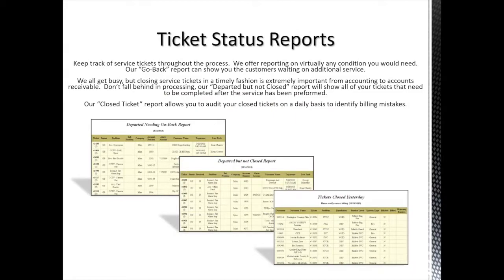Ticket status report is a simple internal series of reports that we can send, based on the ticket's life cycle. So is it departed and needing a go back, or is it departed and not closed yet, or are the tickets closed and not invoiced, things like that. Using different criteria, we can create different notifications that would help your internal department process the tickets and move from one stage to the next.